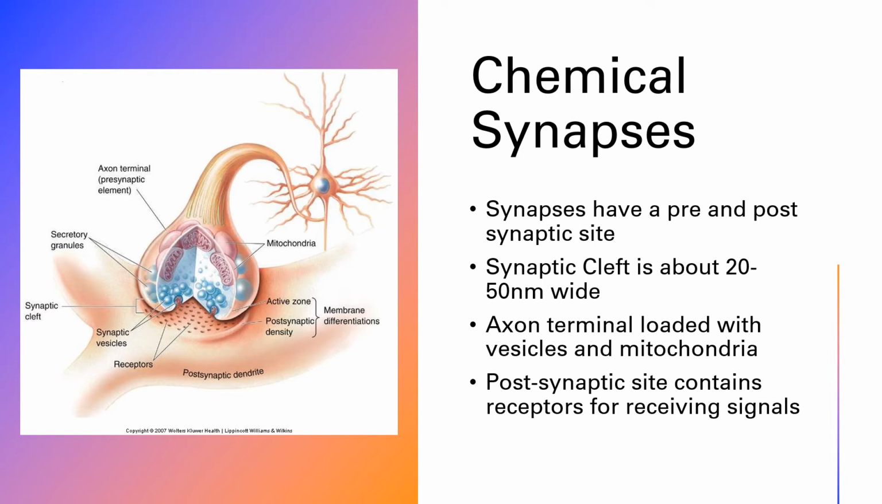Again, the synapses have their pre and postsynaptic site. They're not bidirectional, they're one directional. The synaptic cleft, which is this gap down here between the two cells, is only about 20 to 50 nanometers wide, an extremely small distance, but there is a gap between them. The axon terminal is going to be loaded with vesicles and mitochondria. And the postsynaptic site is going to have receptors for receiving signals. That's what these little dots are down here. They're receptors of some kind, depending on what type of cell it is, that receive whatever signal is coming from that presynaptic cell.